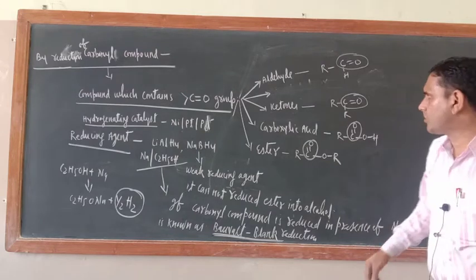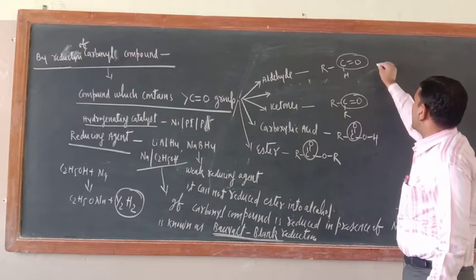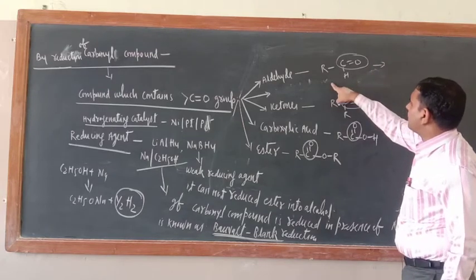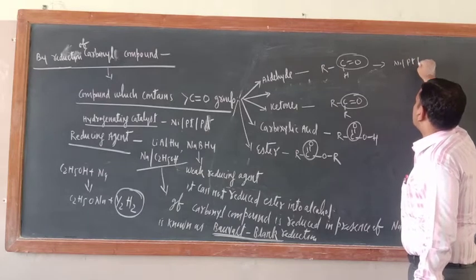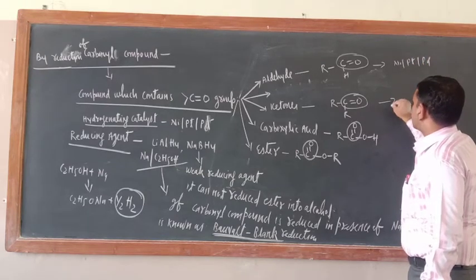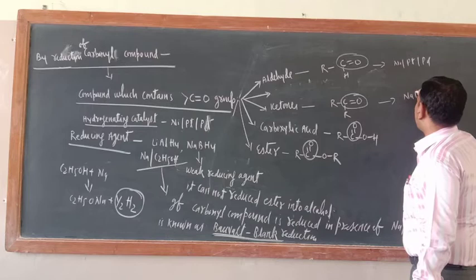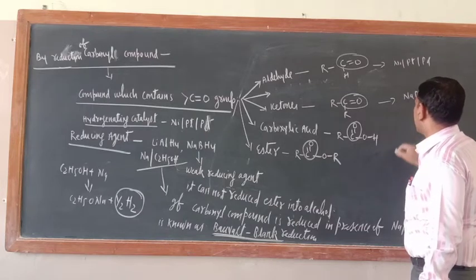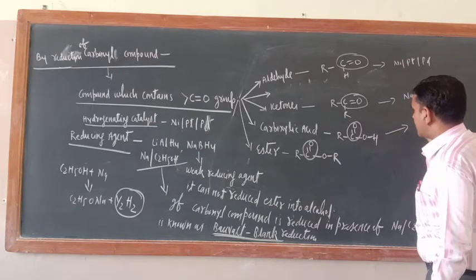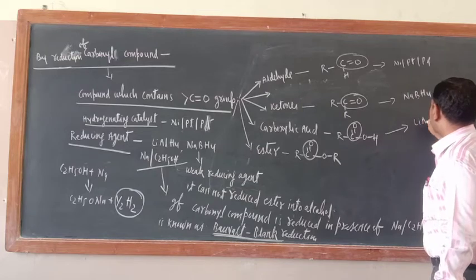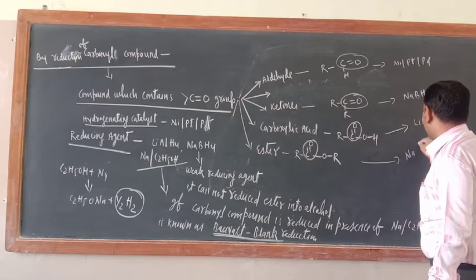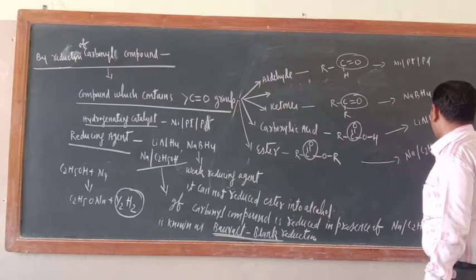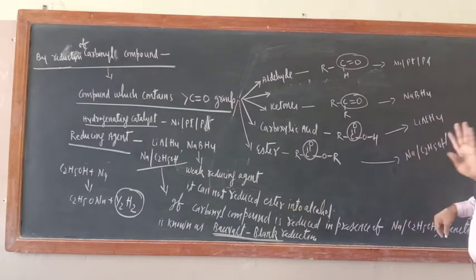For simplicity I can write here: for the reduction of aldehyde you should use Ni, Pt and Pd. For ketone, sodium borohydride, NaBH4. For carboxylic acid, lithium aluminium hydride. And for ester, Na/C2H5OH. Okay, so that you remember.